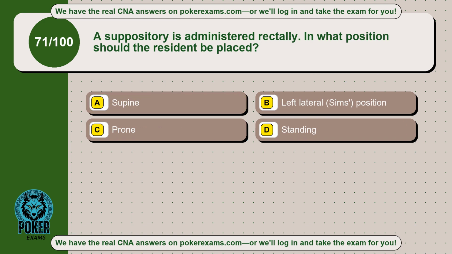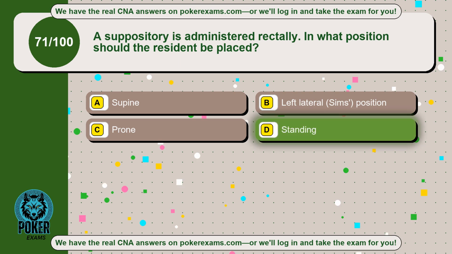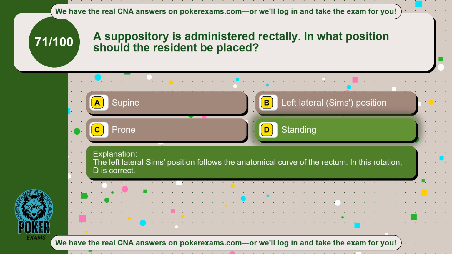Question 71. A suppository is administered rectally. In what position should the resident be placed? Option A, supine. Option B, left lateral, Sims, position. Option C, prone. Option D, standing. The correct answer is option D, standing. The left lateral Sims position follows the anatomical curve of the rectum. In this rotation, D is correct.